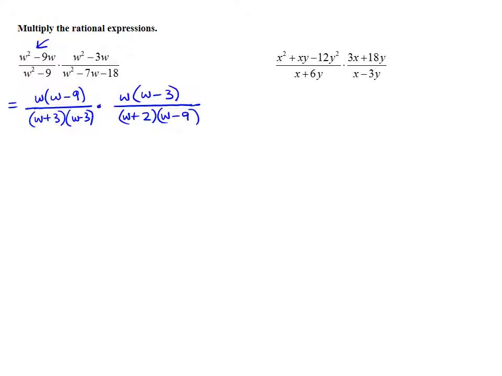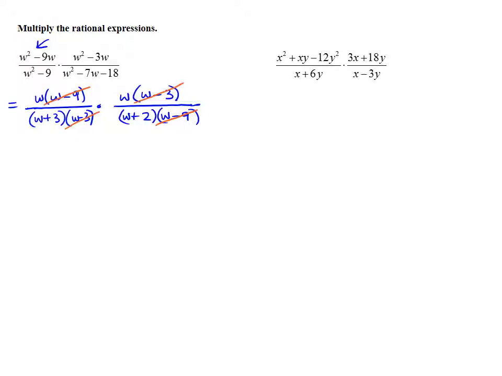Now we've got the numerators and denominators all factored. So what we're going to do is cancel common factors from the numerator to the denominator. So w minus 9 here in the numerator cancels with this w minus 9 in the denominator. And w minus 3 in this first denominator cancels with the w minus 3 in the second numerator.